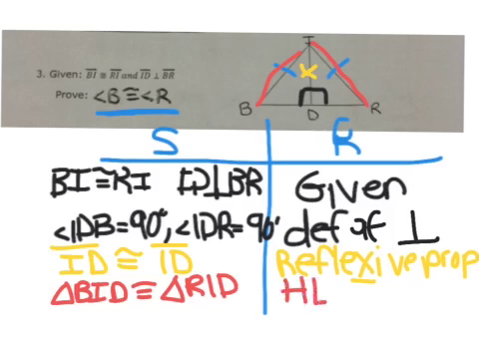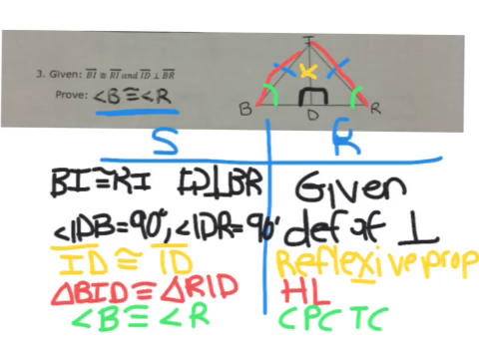Look at that. And because they are congruent triangles, can I say that angle B is congruent to angle R? I sure can, and that's what I'm going to do right here. Angle B is congruent to angle R because of CPCTC. Now that's going to be a question on your test tomorrow. Do you remember what that means?